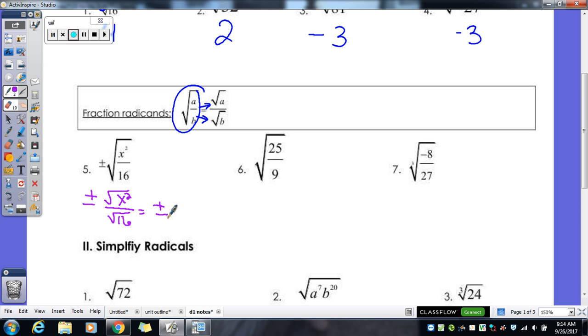Again, our answer is still going to have that plus or minus out in front. That's not going to go anywhere. The square root of x squared would be x. The square root of 16 would be 4. So we get plus or minus x over 4 as our answer.